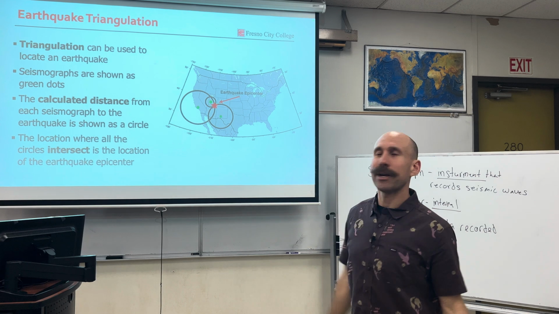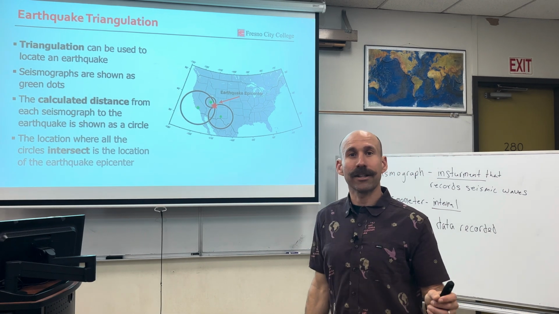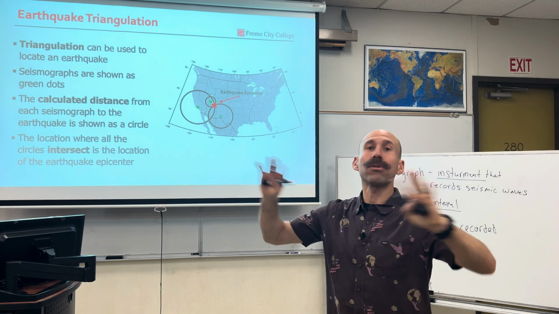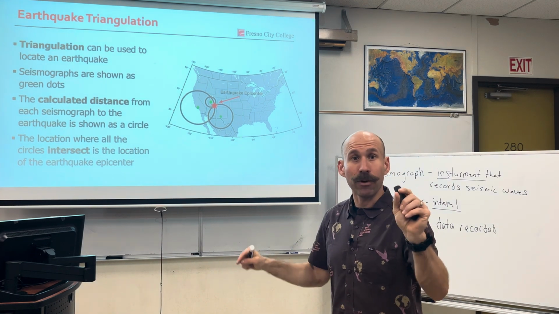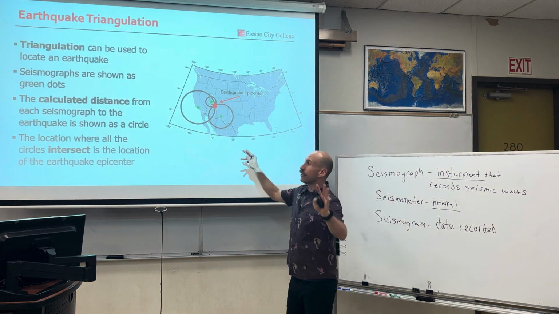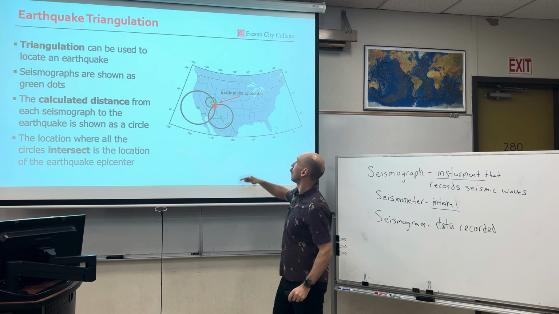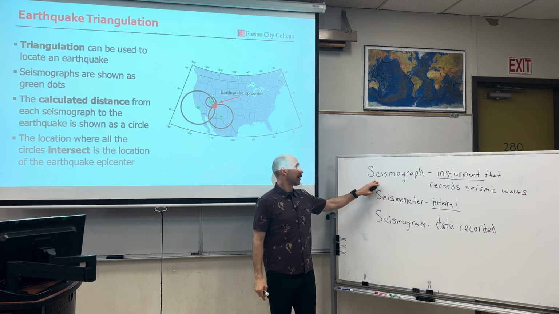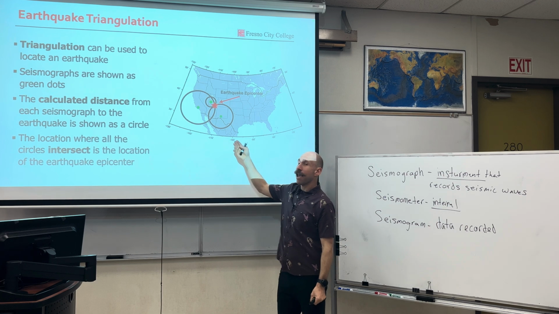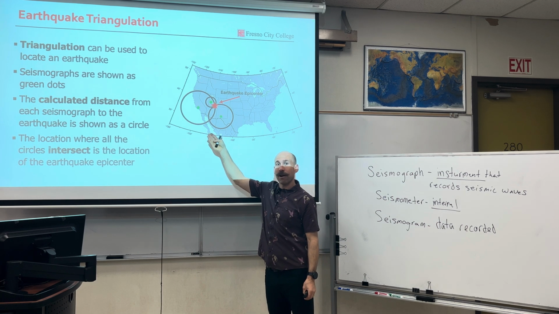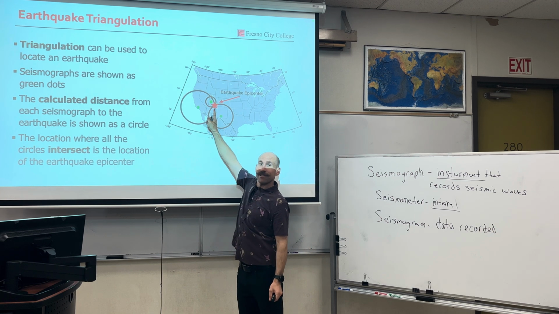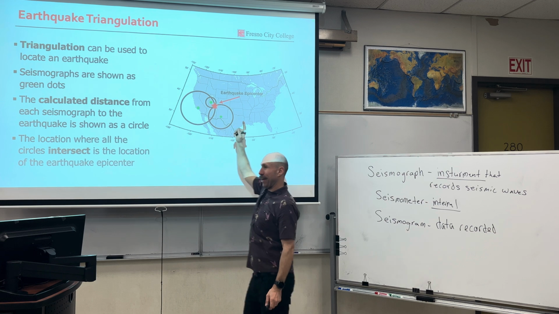So where are earthquakes occurring? Well, we can triangulate. Now we have the global seismographic network, 20,000 seismographs all over the world that can pinpoint with very high accuracy the exact location. But before we had the internet and the global seismic network, we used seismographs to record seismic waves and calculate the distance away from that instrument location to triangulate the epicenter of the earthquake.